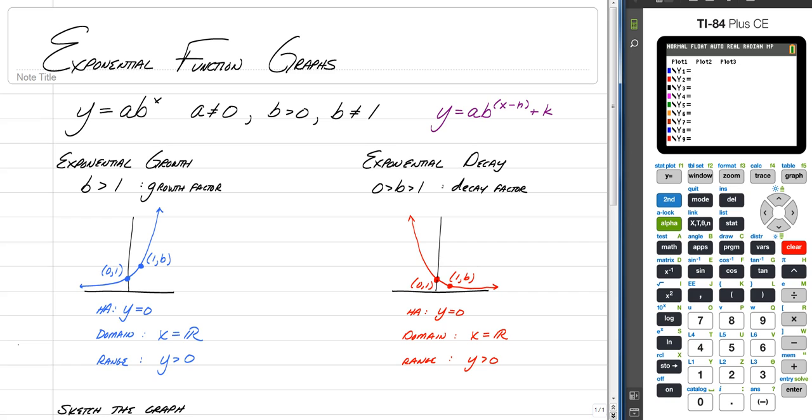But that's going to change when we start doing shifts. So if a is negative, it's going to flip it over the x-axis. If we have something in the exponent, it's going to shift it right or left. K is still going to be up or down. So all the same transformations we've done in the past can still be done with an exponential function.